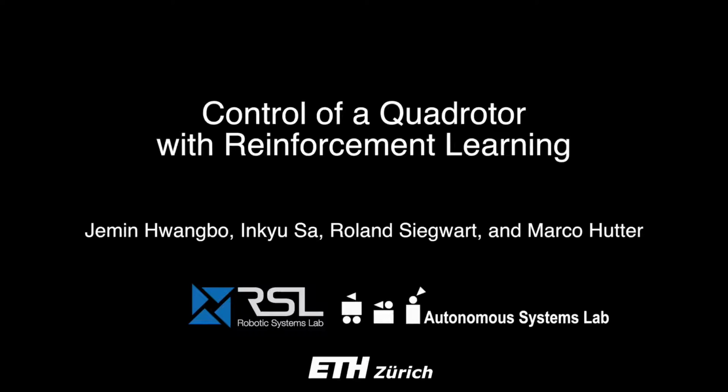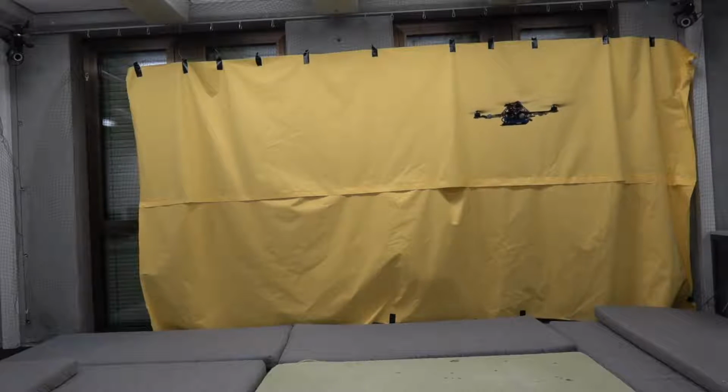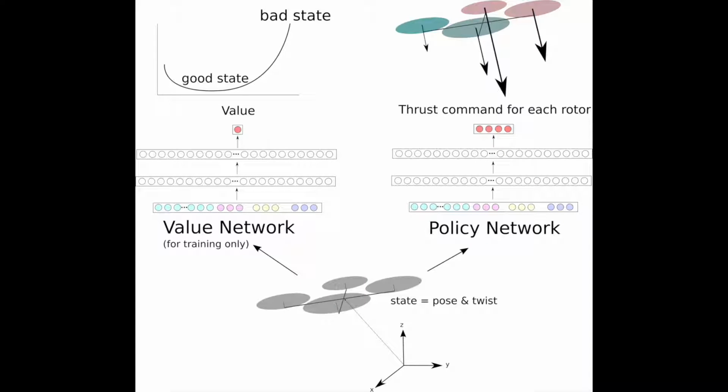In this video, we present the controlling of the quadrotor with reinforcement learning. We use reinforcement learning techniques to train our control policy. Two neural networks are used during training, namely a value network and a policy network.